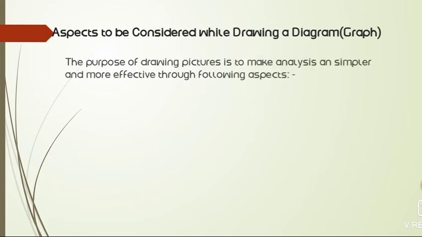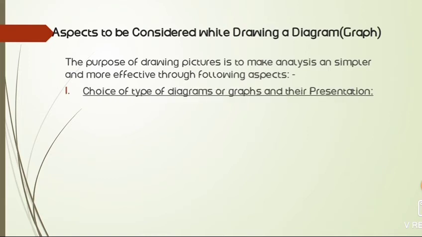Move to the next topic: aspects to be considered while drawing a diagram or graph. What are the things to be noted to analyze and make it simple to understand? What are the things to be kept in mind to draw a graph or a diagram? First, it says choice of type of diagram or graph and their presentation. The right type of diagram or graph must be chosen.